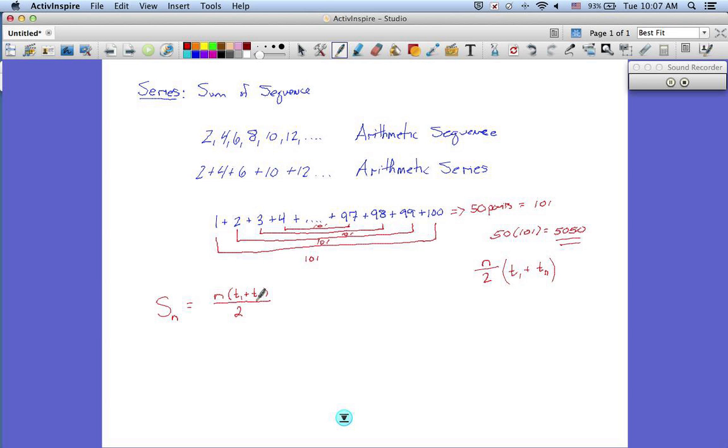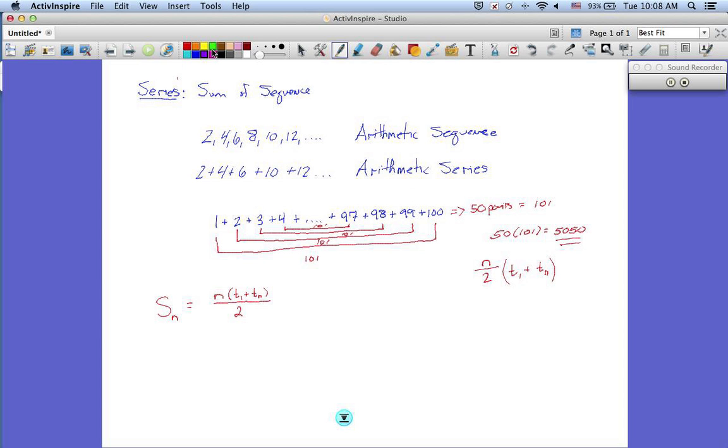over 2. The way I like to think of it is it's the average of the terms times the number of terms. Each of these terms from 1 to 100 have an average of 51. Sorry, 50 and a half. That was very dramatic, the 51. Average of 50 and a half from 1 to 100. 1 and 100, those two terms average 50 and a half. 2 and 99, average 50 and a half. 50 and 51, average 50 and a half. Okay, it's the average of the first and last term times the number of terms.